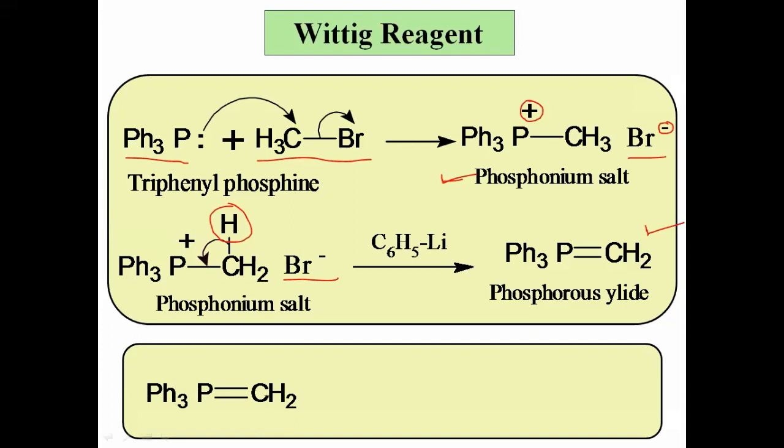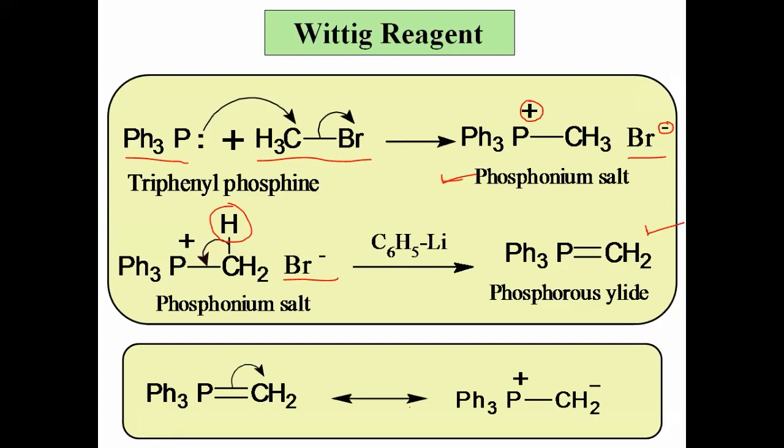Now that species also undergoes delocalization, which means it shows the resonance effect. Resonance is nothing but the delocalization of pi electrons. How is there a delocalization? Here there is a pi bond between phosphorus and CH2. Now this electron pair goes towards carbon. Carbon acquires a negative charge and phosphorus acquires a positive charge. This is the resonating structure of phosphorus ylide.